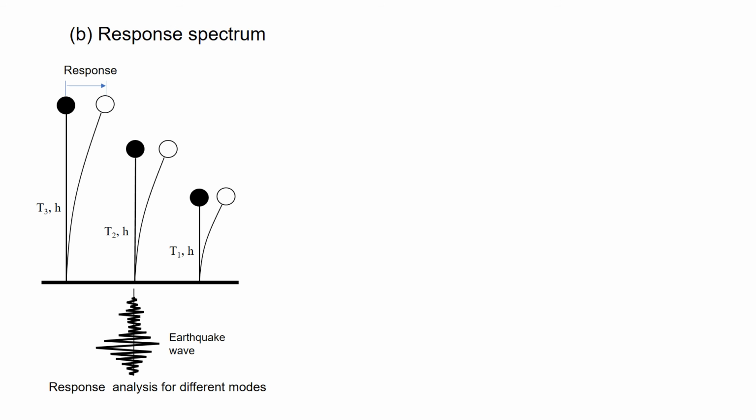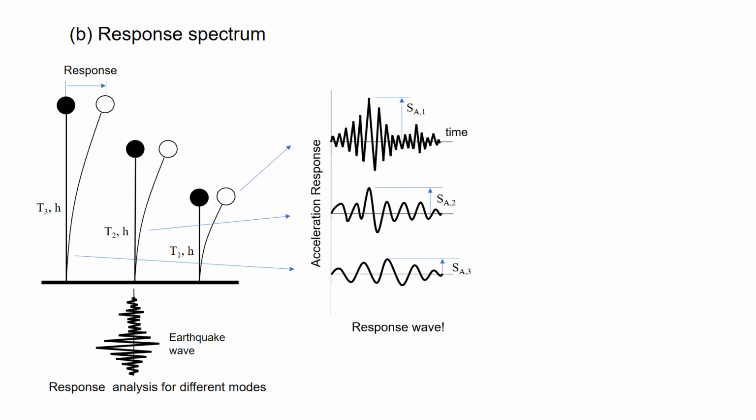B. Response spectrum, which is another concept used for this method. Suppose a 3DOF model is subjected to an earthquake wave. There are 3 independent modes. The response of each mode is calculated by time history analysis. These are the acceleration response of the 3 modes. Find the maximum acceleration of 3 modes, SCA1, SCA2, and SCA3.